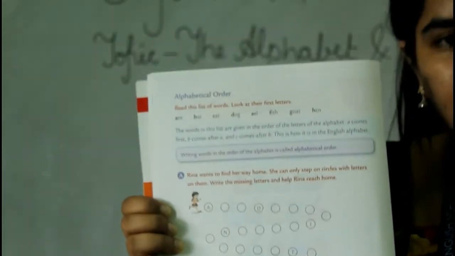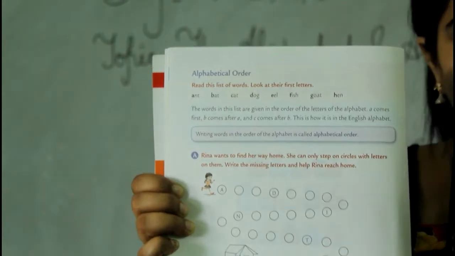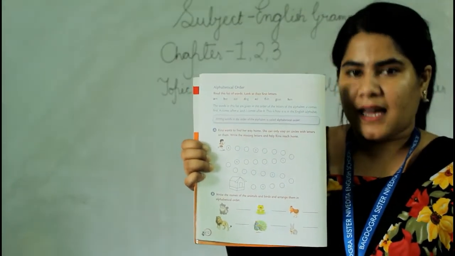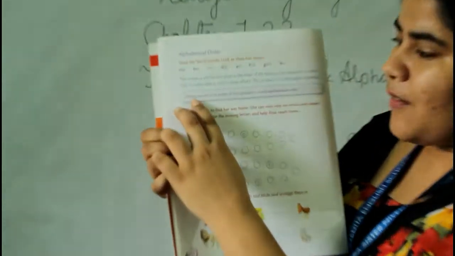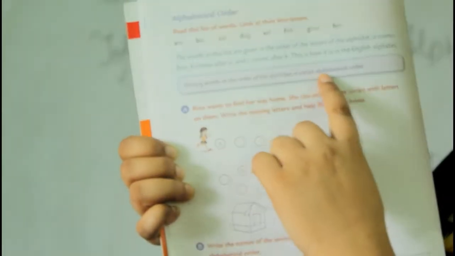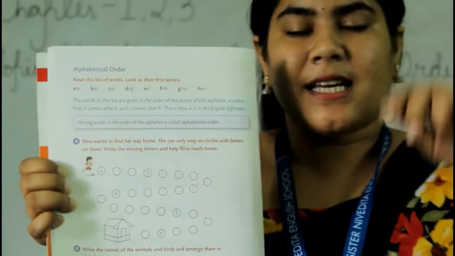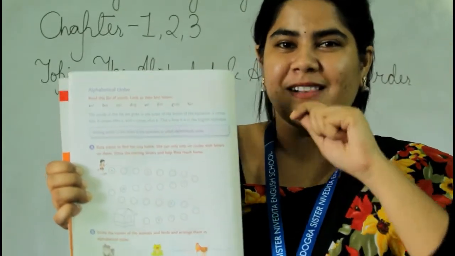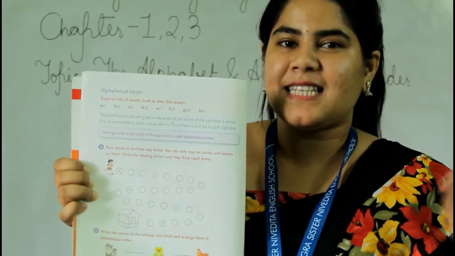Yes, in this way only we write. Now the first letter is A, then comes B, then C, then D. So writing words in the order of the alphabet is called alphabetical order. Writing the words in an alphabet manner. Suppose A-P-P-L-E apple, B-A-T bat, then C-A-T cat.